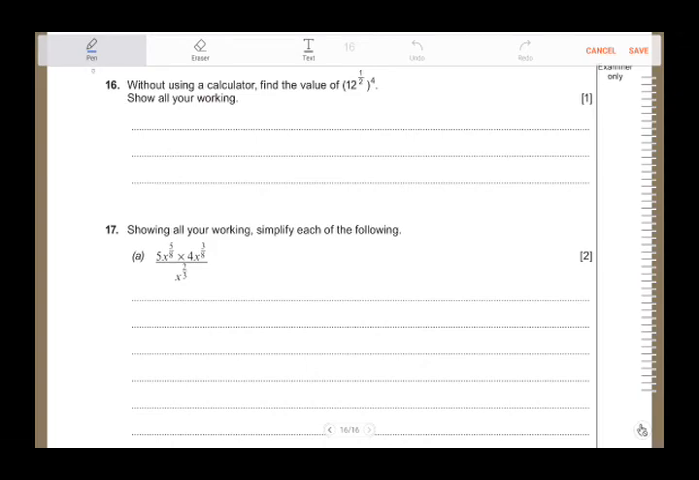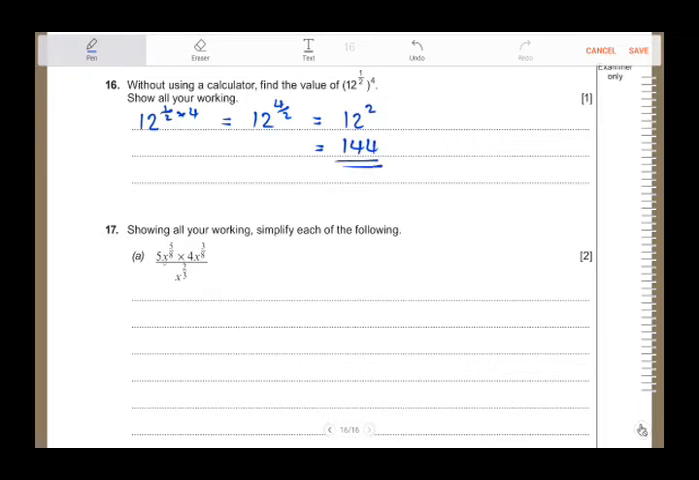Okay, this is question 16 of the WJEC Additional Maths 2015 paper. This is just about indices and laws of indices, and you're not allowed to use your calculator. So basically, to work out 12 to the power half, to the power 4, we multiply the powers. So we have 12 to the half times 4, which is 12 to the 4 halves, which is 12 squared, because 4 halves is 4 divided by 2, which is 2, and 12 squared is 144.